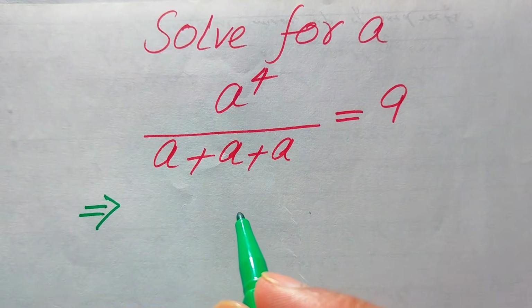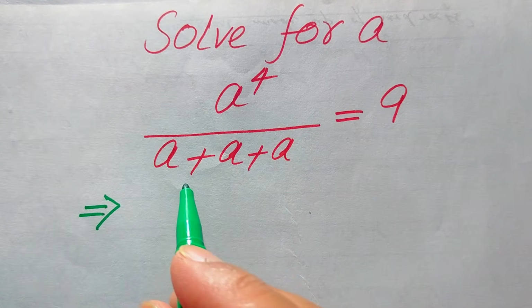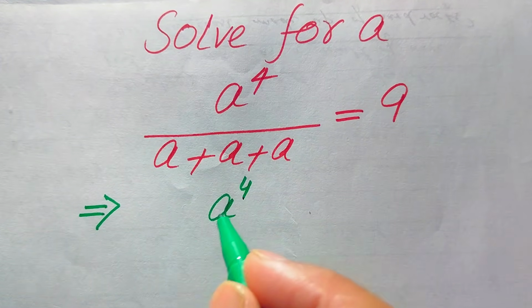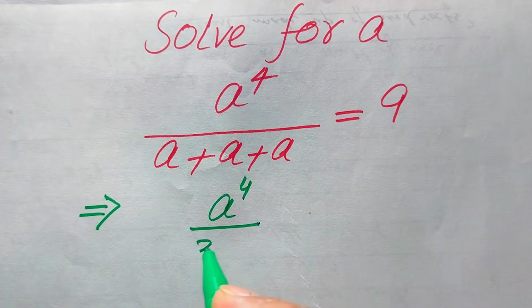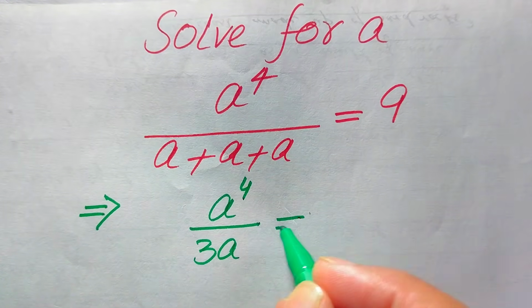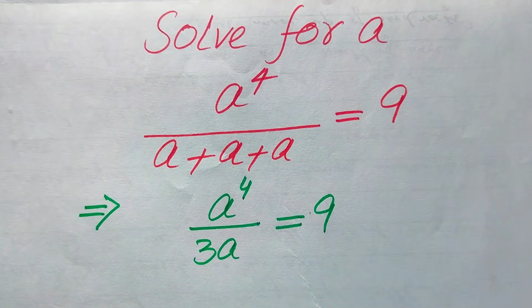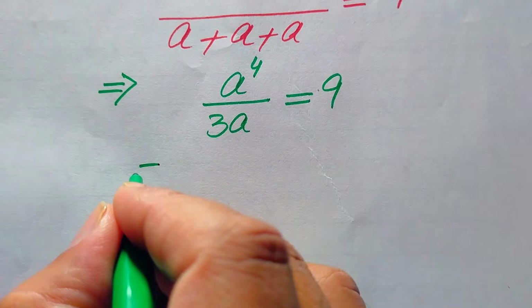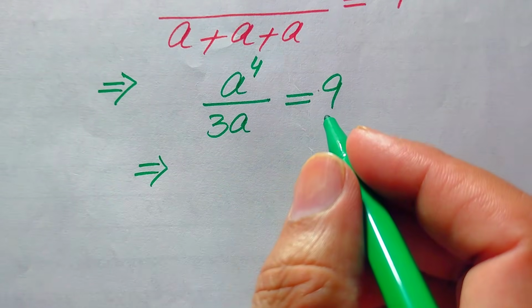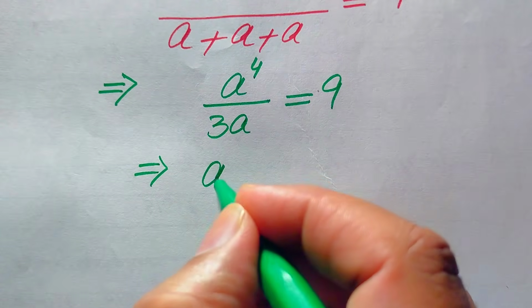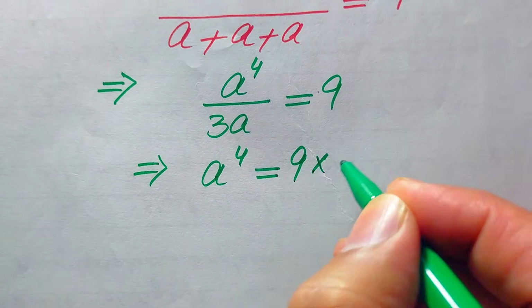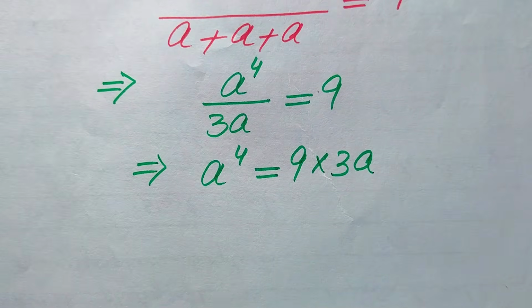And the very first thing we are going to do is, you see in the denominator we have a added 3 times. We write it as a to the power of 4 divided by 3 times a is equal to 9. And further you see here this 3a is divided on the left hand side. When we move it to the right hand side, it is multiplied by 9, and it will be written as a to the power of 4 is equal to 9 multiplied by 3a.